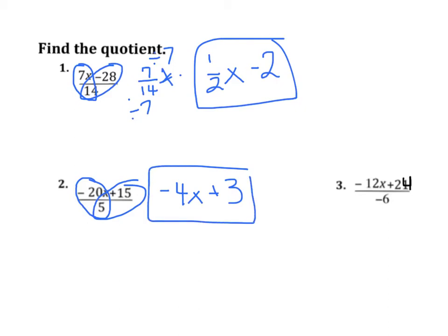All right, our next one. Make sure that you're paying attention to the signs here, or the negatives. So I'm going to have negative 12 divided by negative 6, giving me, so the negative divided by negative is going to give me a positive, 2x. And then I've got 24 divided by negative 6. Well, a positive divided by a negative is going to give me a negative 4.